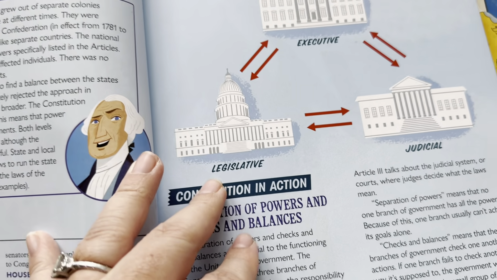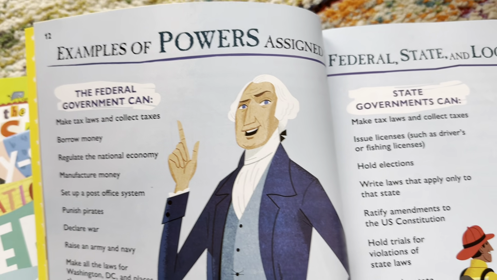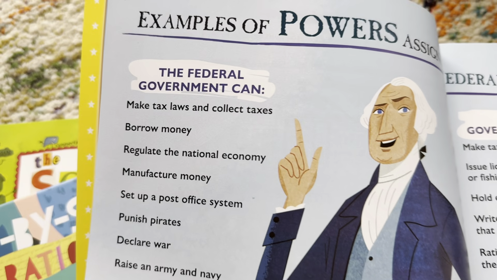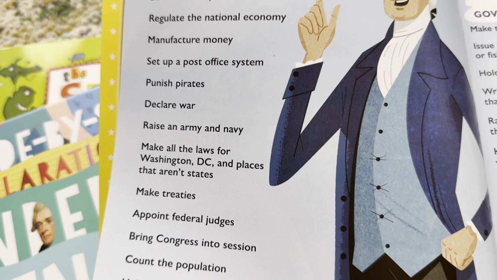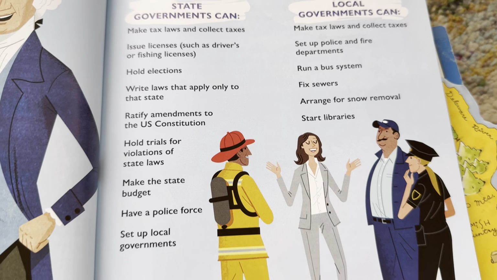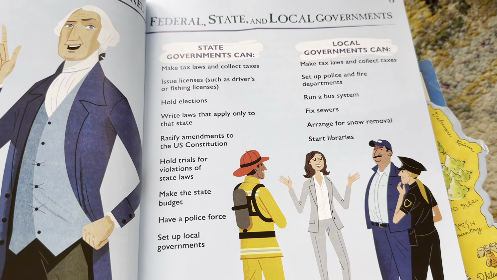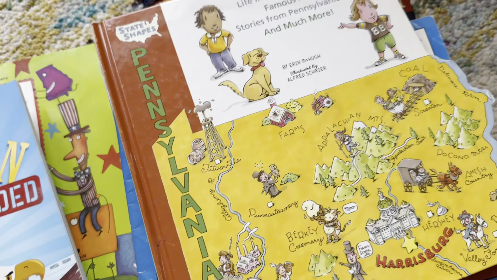I mean, I really like this whole series. Oh, look at this one. Examples of the powers assigned to federal, state, and local governments. The federal government can do all this stuff. State governments can do that. Local governments can do that. That is so good.